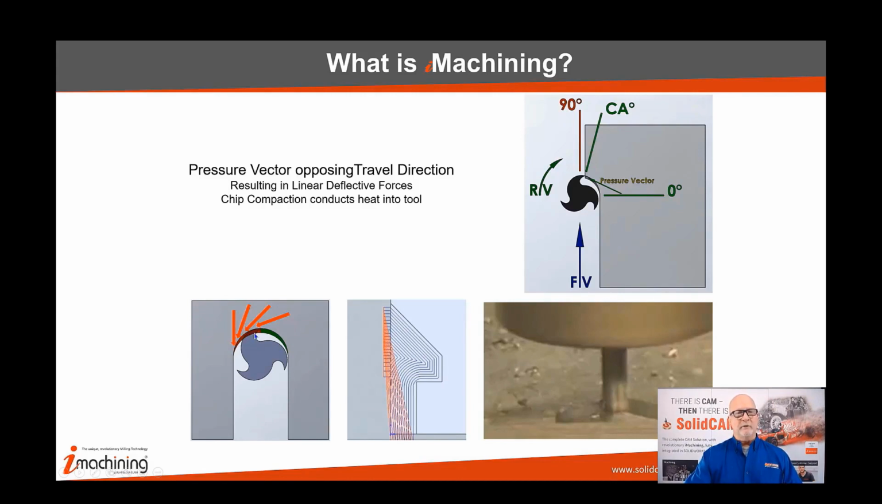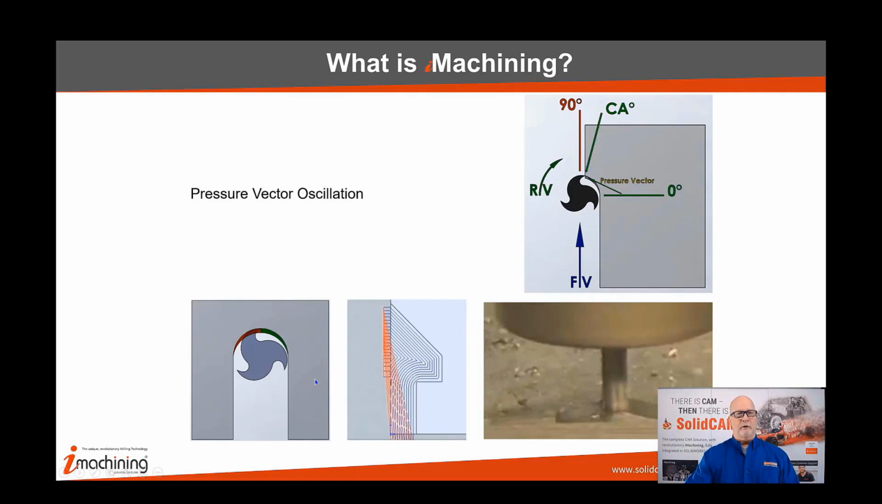As the flute advances, that pressure vector moves with it, and up here at the 90-degree quadrant, it's pushing perpendicular to the path of the tool and causing deflection. That's one of the reasons we have to come back and do a spring pass a lot of times. Now, one of the very bad things that happens is pressure vector oscillation. Like I said, it causes what we know as harmonic vibration. That usually happens right here at the quadrant as the flute is passing that quadrant.